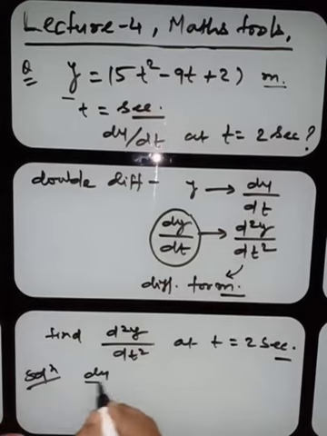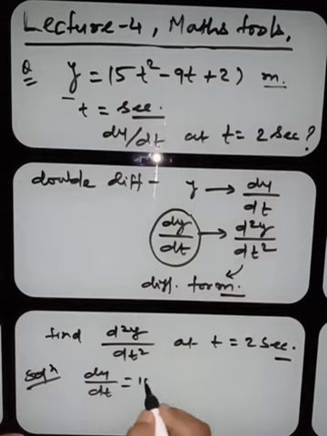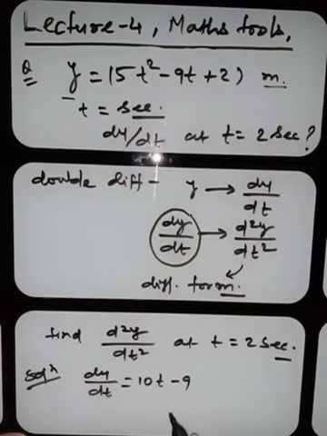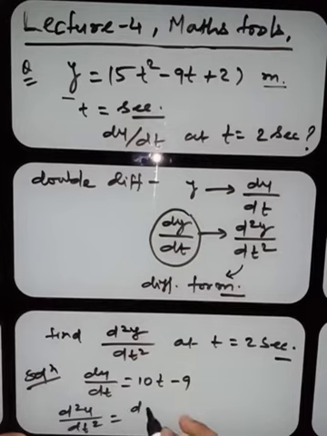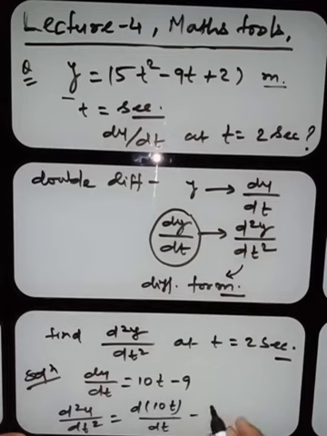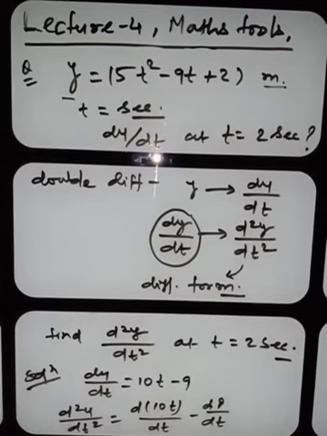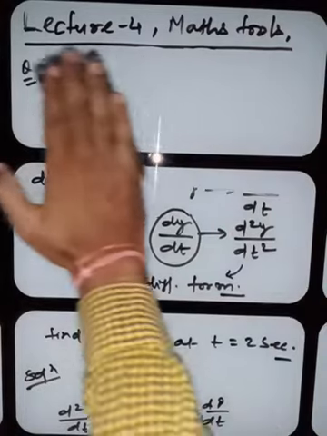What was the value of dy by dt? It was 10t minus 9. Now differentiating this again with respect to time, we will have d2y by dt square. It is d(10t) by dt minus d(9) by dt. What are we doing? A very simple thing. We are differentiating this function again with respect to the same variable, that is the time.